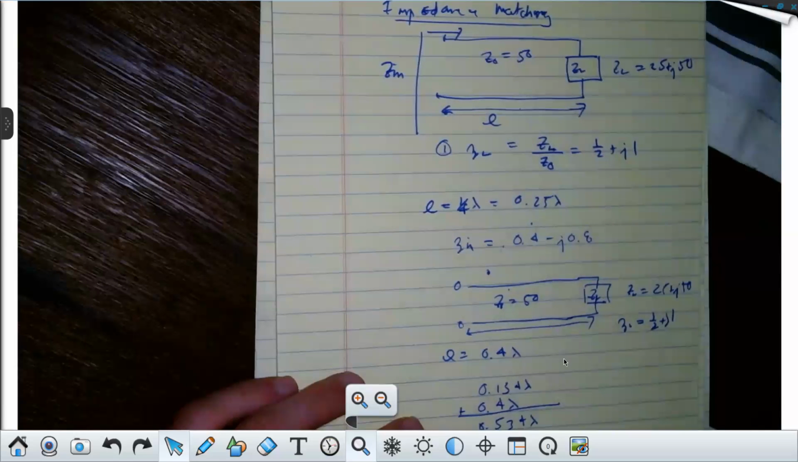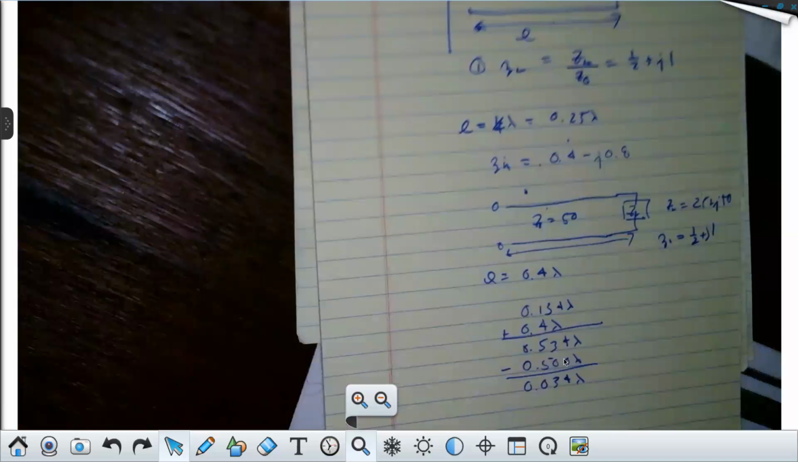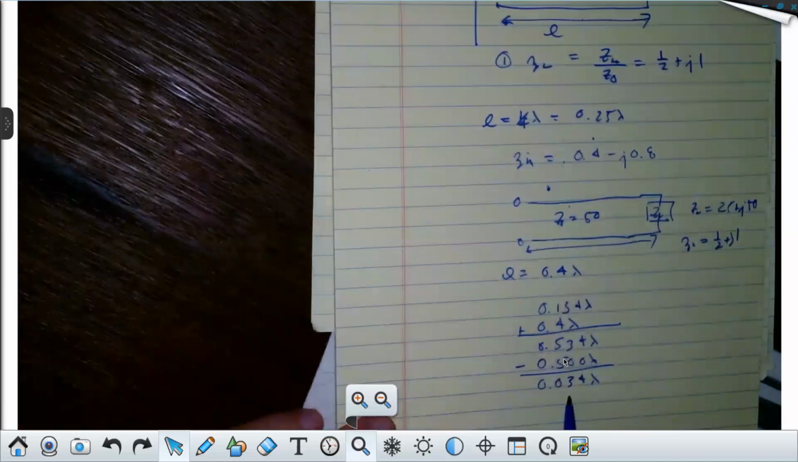Go ahead and do it. Make sure you see what I'm doing too. 0.034 lambda. I'm sorry, I'm looking at you, and that's what I've done. When I've added 0.4, I get this value, but this is greater than 0.5 lambda, so I have to subtract 0.5 lambda. What I'm really doing is this.